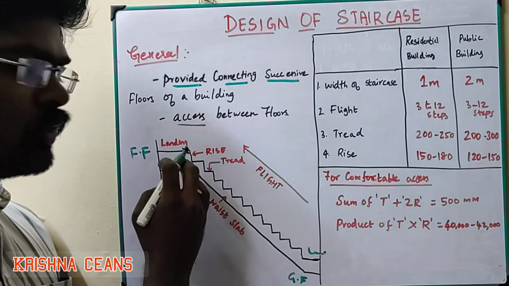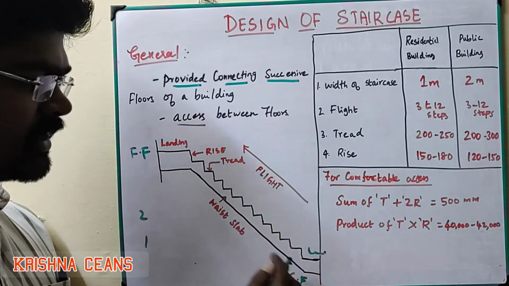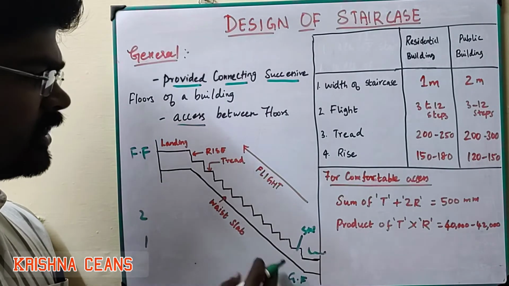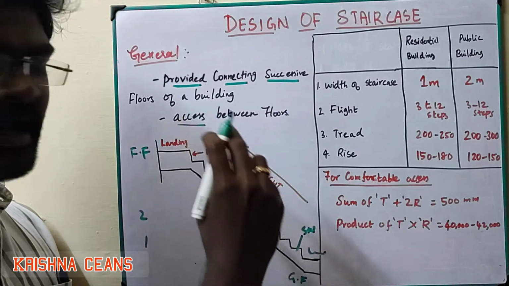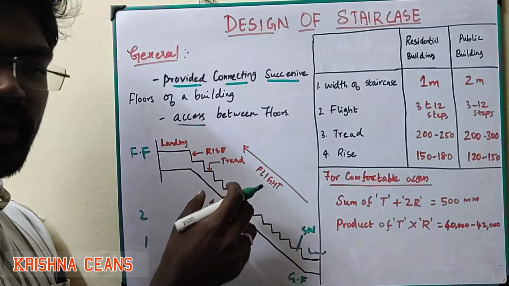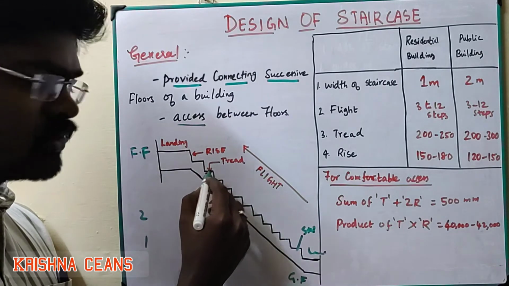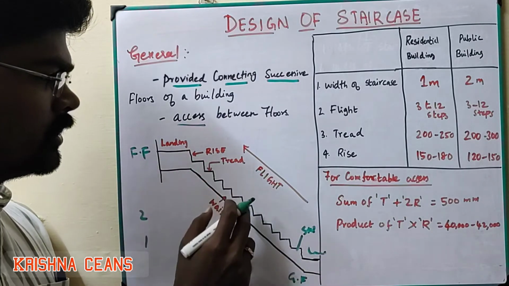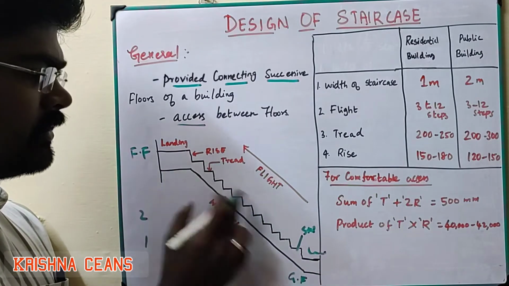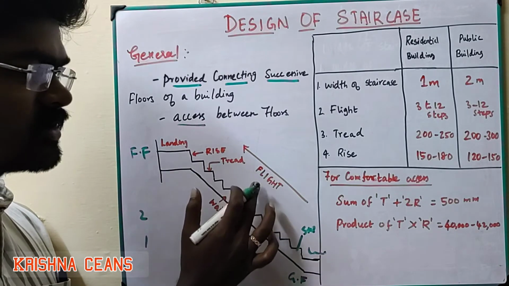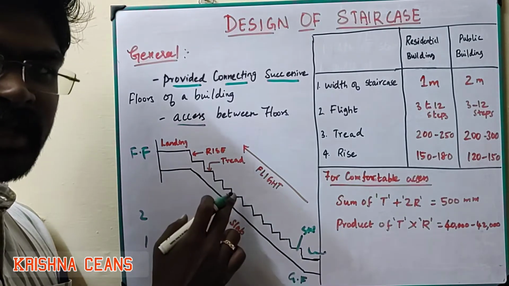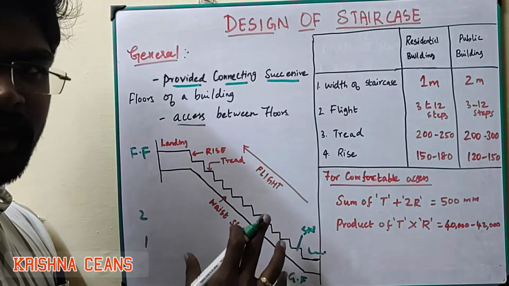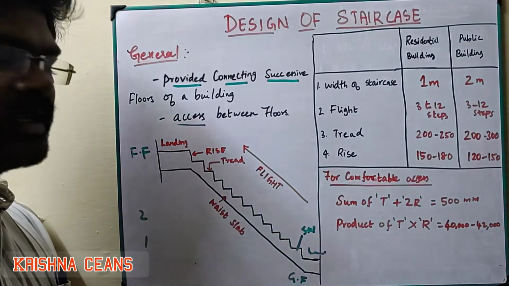From landing to landing we have a number of steps. This is called a step. In this step we have a rise and a tread. The vertical height we call the rise. The horizontal portion we call the tread. In case of any projection, tread plus that portion we call the going. From landing to landing, that portion of the stair we call a flight. Below the steps we call it the waist slab. These are the components which have to be known for the design of staircases.